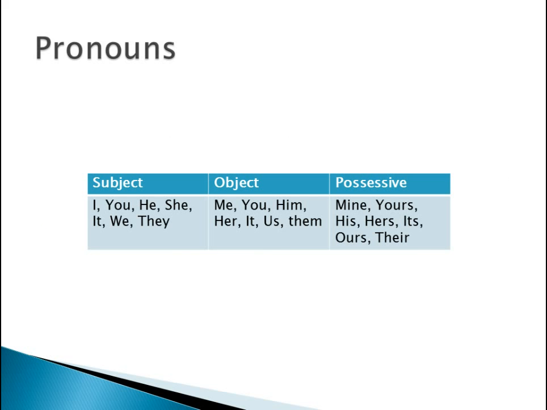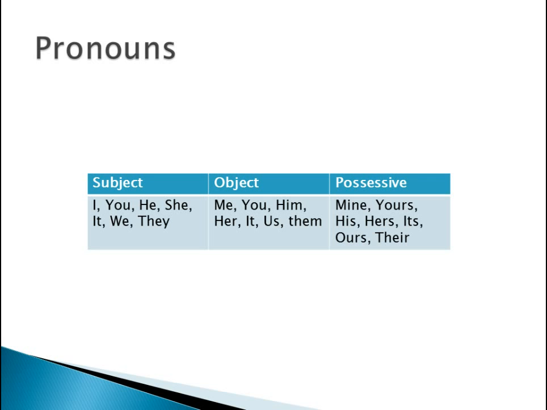Here on the screen, you have a common list of the most often used pronouns. So, for example, if we're talking about using a pronoun as a subject, we might have I, you, he, she, it, we, or they. If I wanted to use those same pronouns as an object, I would convert them to the following ones: me, you, him, her, it, us, them.